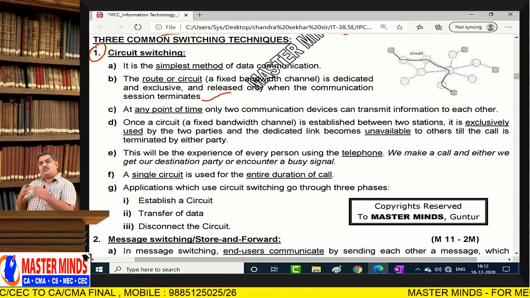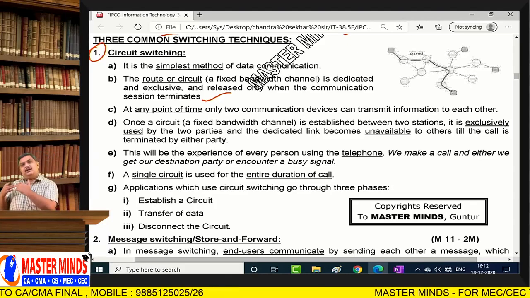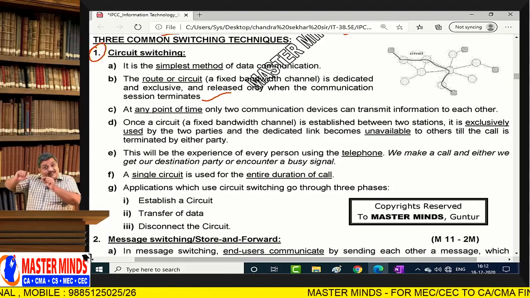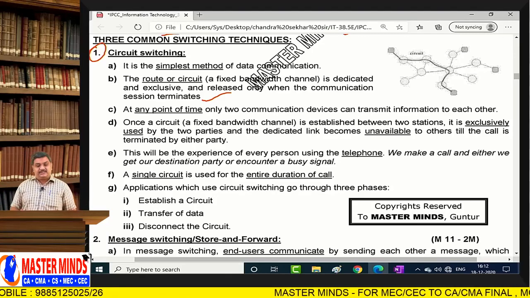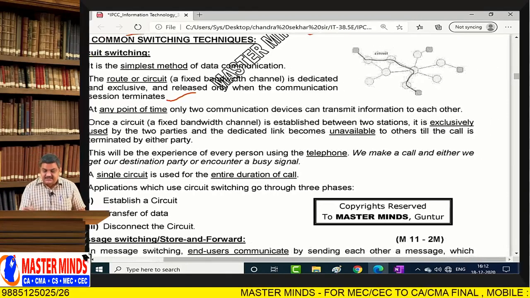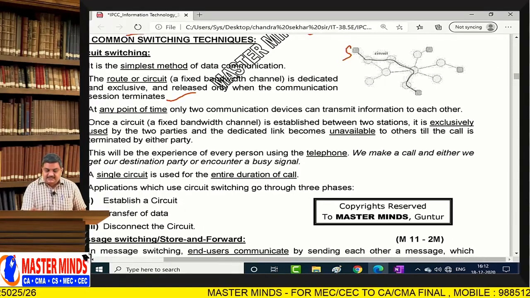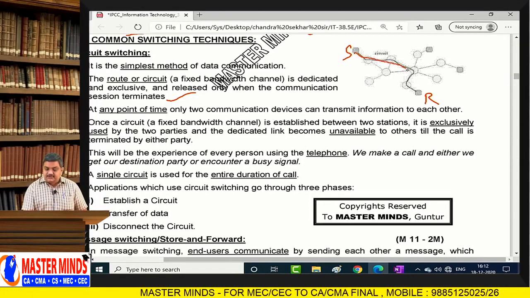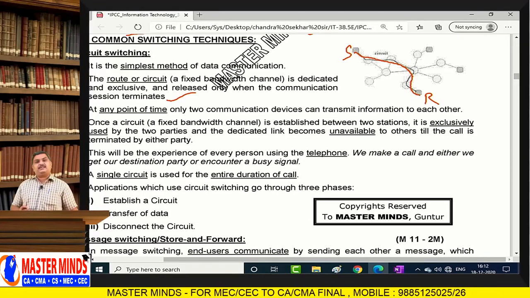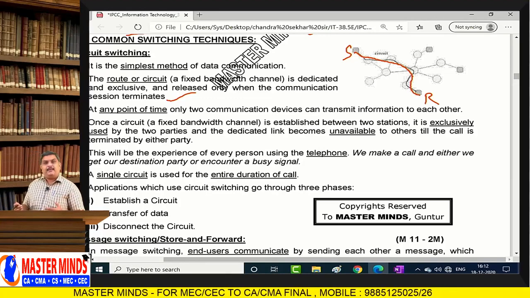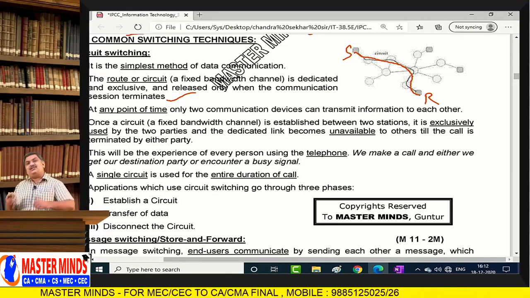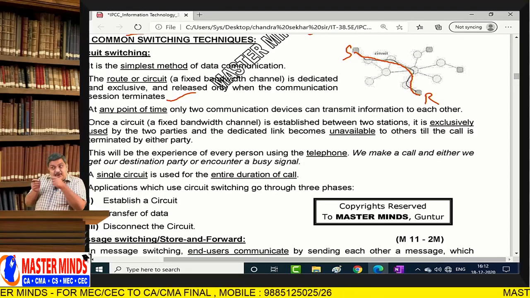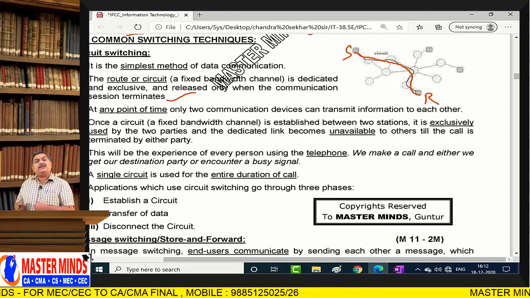See, whenever I call someone, either through mobile or fixed line phone call, what happens? A circuit is established between the sender and the receiver, like this. Let us assume this is the sender here and this is the receiver here. And a circuit is established between the sender and the receiver. That is a dedicated line. And whenever someone tries to call either the sender or the receiver, you will get a busy tone. And that particular line cannot be used by anyone else.